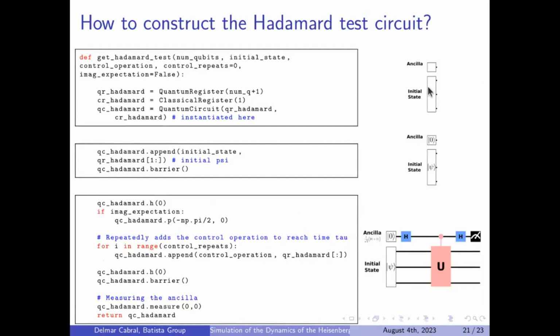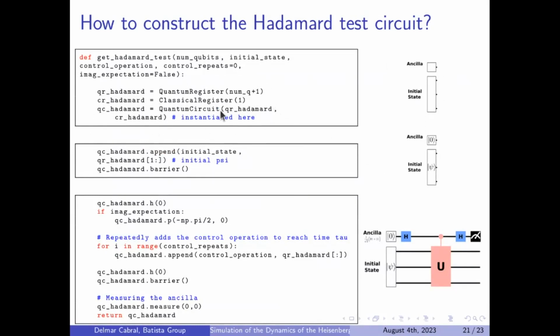To construct the Hadamard test circuit, we need to generate a circuit that contains a sufficient number of qubits to represent our initial state, as well as an additional qubit for our ancilla. This is what we're doing here on this first segment of our function, where we add an additional qubit to our quantum register to be our ancilla, and add a single classical register because we're only going to measure the state of our ancillary qubit.